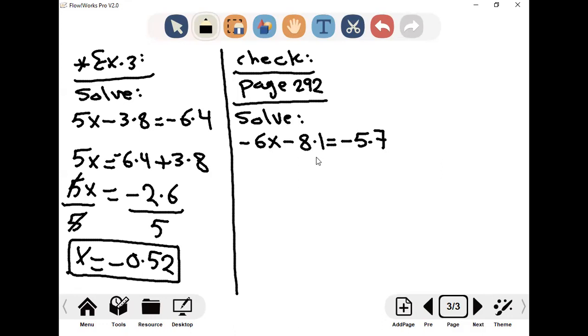Negative 6x, negative 8.1 equal negative 5.7. Do this check, please.